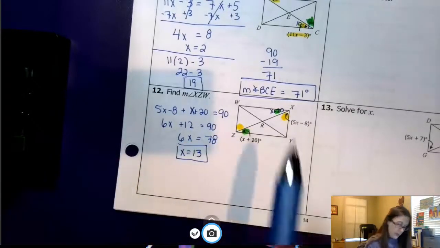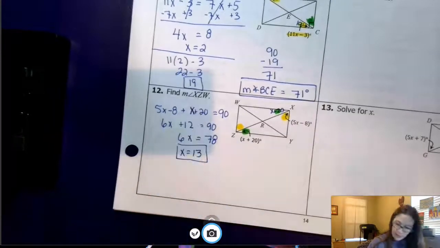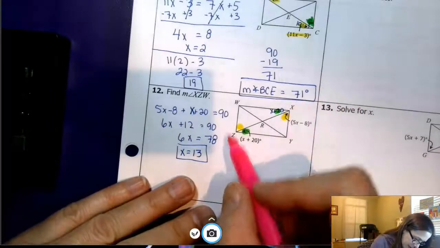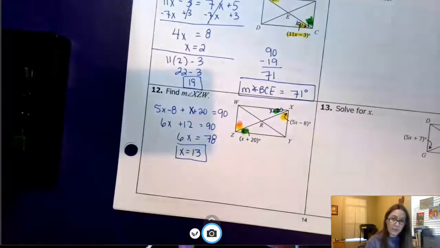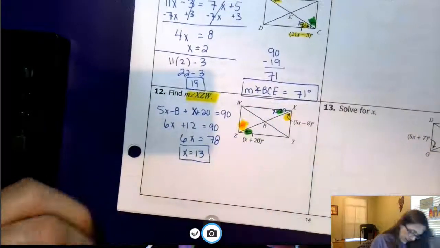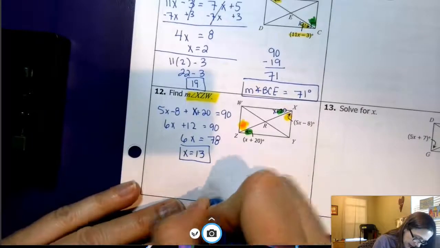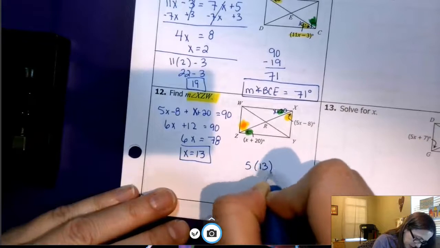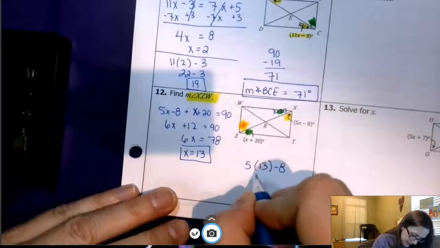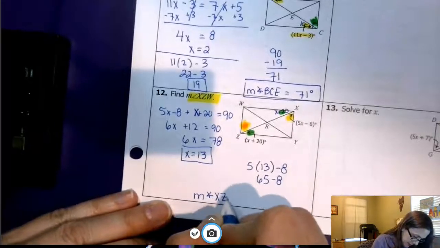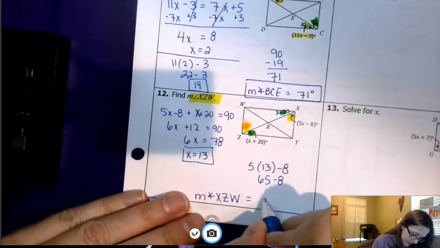Not my answer. They want me to solve for XCW. I'm going to use a different color highlighter. XCW is this angle right here that it wants me to solve for, which is the yellow one. I should have just done that. XCW is the one that's colored yellow. So it has to be equal to the yellow here. 5 times 13 minus 8. I get 65 minus 8. The measure of angle XCW is equal to 57 degrees.